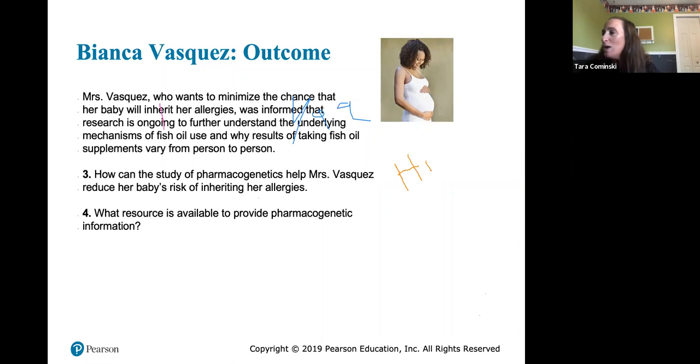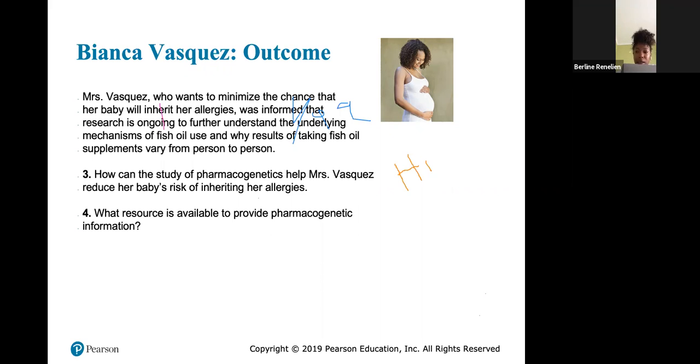Okay, so is there anything else you guys want to add? Oh, it also lists here, what resources are available to provide pharmacogenetic information. I have to plug in my other computer. Just tell me what you guys got for that. What did you find out about that? I said visiting clinics made for that and going online for guidelines and stuff like that.